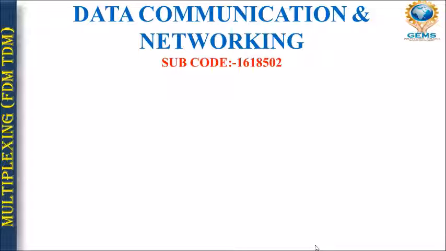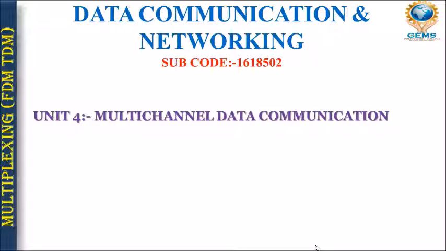Communication and Networking. Its subject code is 1618502 according to your SBT syllabus. Today I am going to teach you unit number 4. Its name is Multi-Channel Data Communication. And in this, I am going to teach you two types of multiplexing. First is known as FDM, that is frequency division multiplexing, and TDM, which is also known as time division multiplexing.